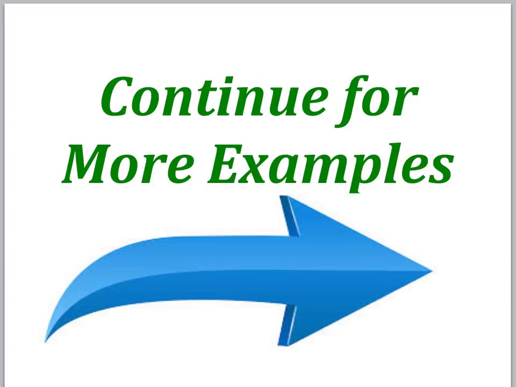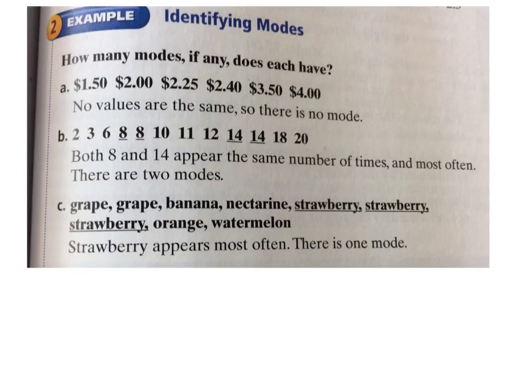Continue for another example. Okay, so we have here, how many modes, if any, does each have? So, here we have, if we look at these, none of these repeat. So there is no mode. On B, take a look at all these numbers. 8 appears twice, 14 appears twice. So it has 2 modes. 8 and 14.